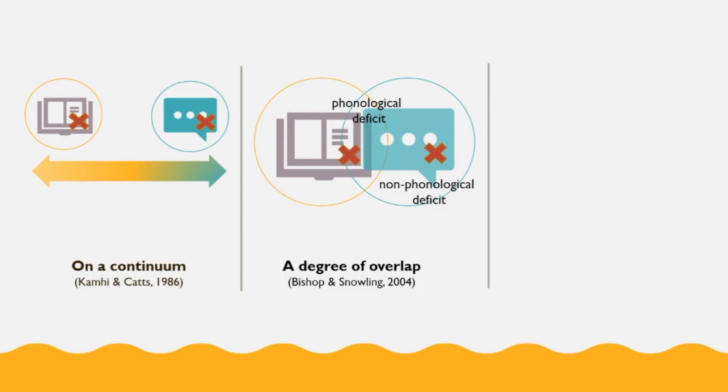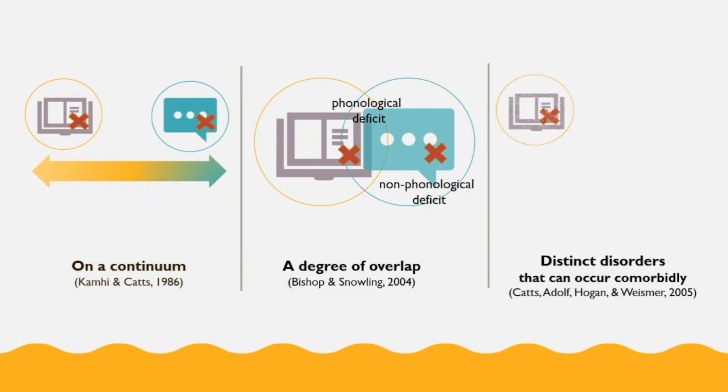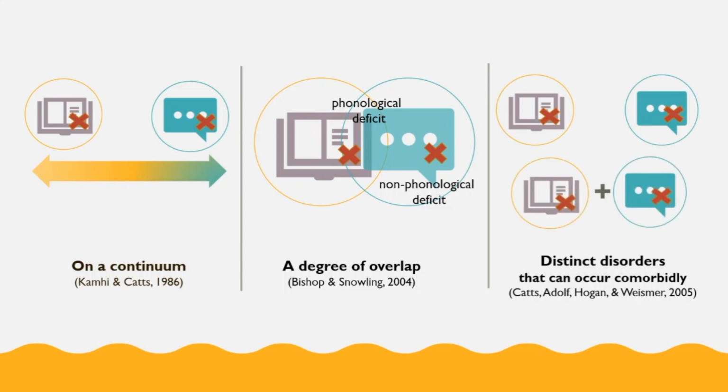Okay, so that was in 2004, and then in 2005, this group of researchers proposed that, yes, the two disorders are distinct, but children can also have both dyslexia and DLD. And since then, quite a substantial amount of evidence has been presented to support this view. So this is our current understanding now, that the two disorders are distinct disorders. They are different. And there can be a group of children with just dyslexia, a second group with just DLD, and also a third group with both dyslexia and DLD.